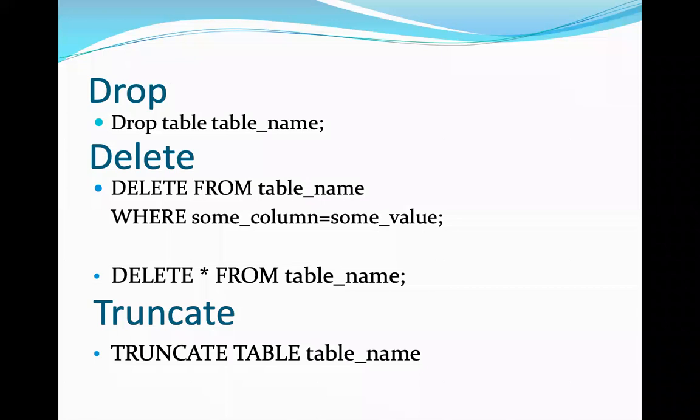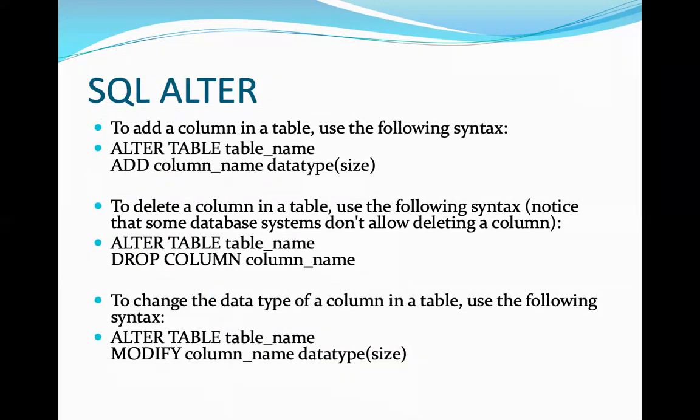Then we have the delete command. So delete from table name where the particular column should be some value. We can specify the particular record that we want to delete with the help of the delete command. If we write delete asterisk, it will delete all the data. Like the truncate command will delete all the data in the table. Whatever data we have inserted into the table, the truncate command will delete all of it.